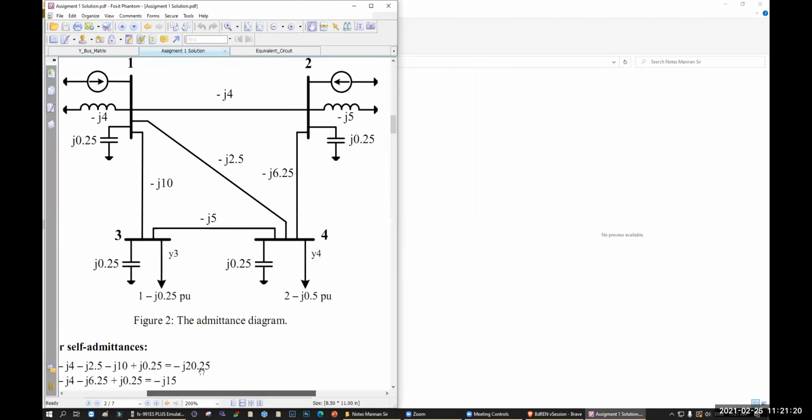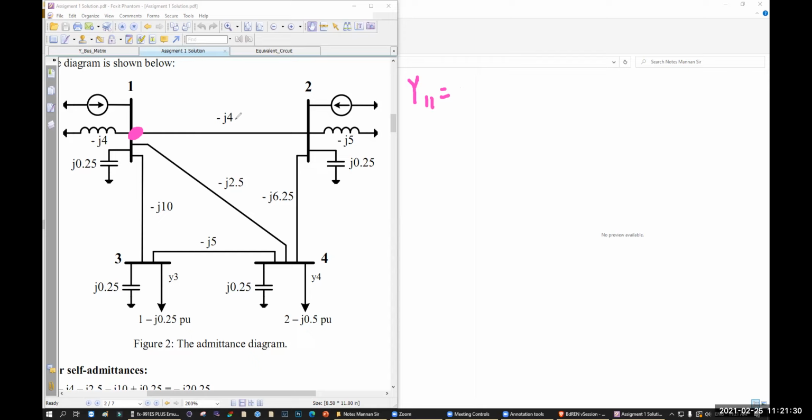Y11, sir. First we will say 1, 0, 1, 4, 1, 2, and 1, 3. Exactly. So what is your Y10? From 1 to 0. That means this one plus this one, right? Yes, sir. Plus Y12. What is 1, 2? This one is 1, 2. Minus. Then Y13. What is 1, 3? This one is 1, 3, right? Okay, plus 3, sir. Yes.